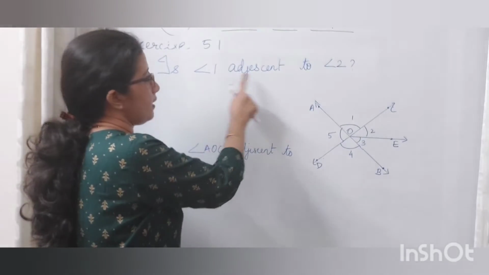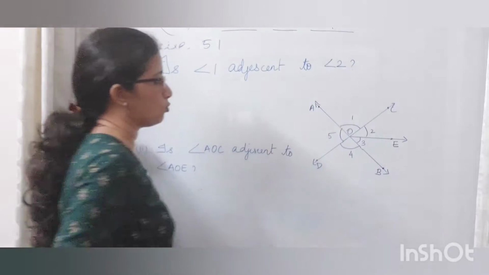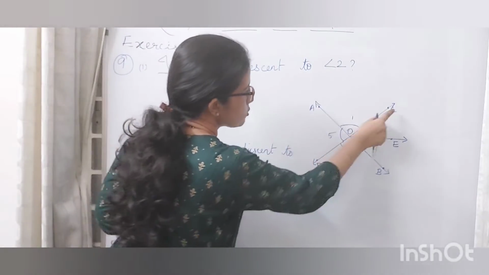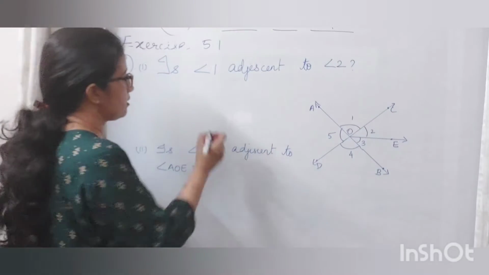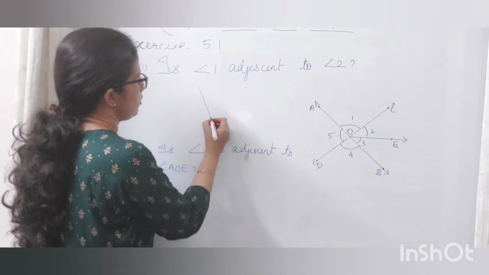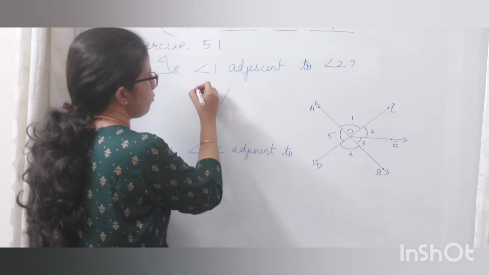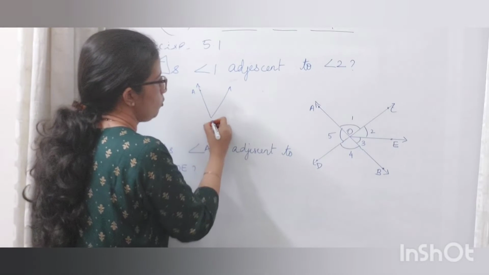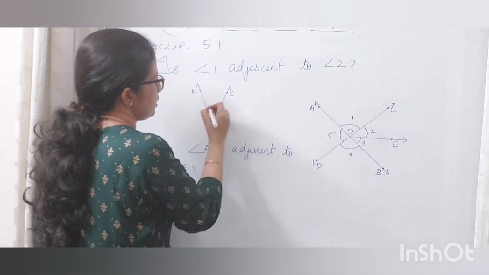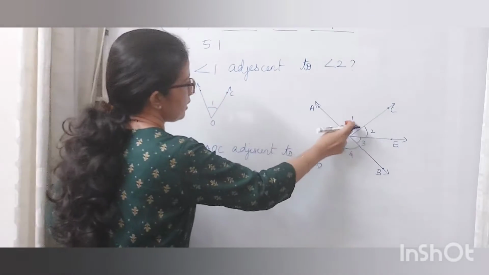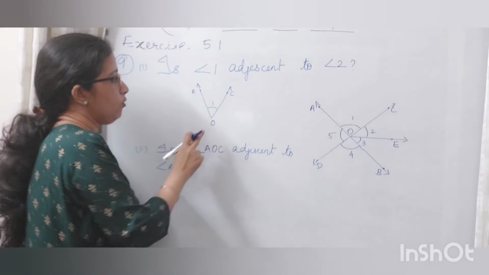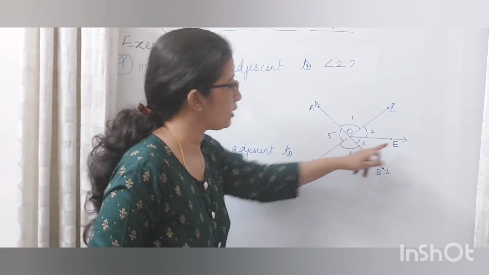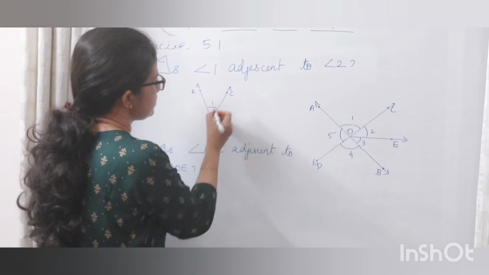Is angle 1 adjacent to angle 2? So, which is our angle 1 here? Angle AOC is our angle 1, right? This is our angle 1. Correct? AOC. This is our angle 1 here. Now, which is our angle 2? Angle COE is our angle 2. This COE.